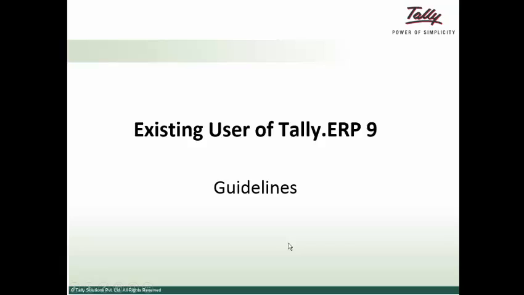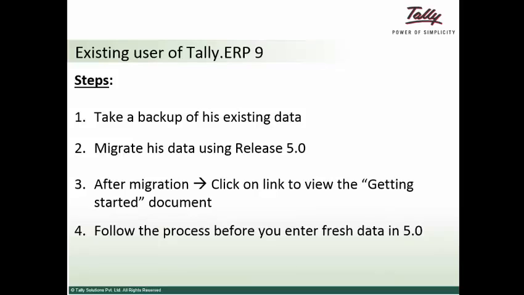Now let us see how we should engage with an existing user of Tally.ERP9. First, you must take a backup of his data. Then you can migrate the data to release 5.0. After successful migration, you will see a message. Click on the message and view the Getting Started document. This document tells you the steps to be followed before you start entering fresh data in 5.0. Now let us see the powerful capability of triangulation using an existing user's data.